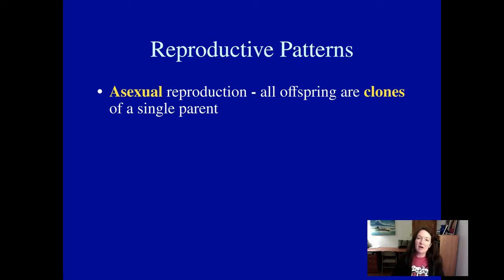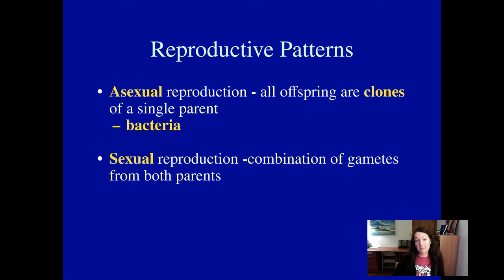Reproductive patterns are a big factor in determining what a population will be like. So, asexual reproduction, if you remember from biology class, is when all the offspring are clones of the single parent, and that results in very low genetic diversity. Bacteria are a very good example of this type of reproductive pattern. Now, they can often reproduce much more quickly, and they depend on mutations for any genetic variability.